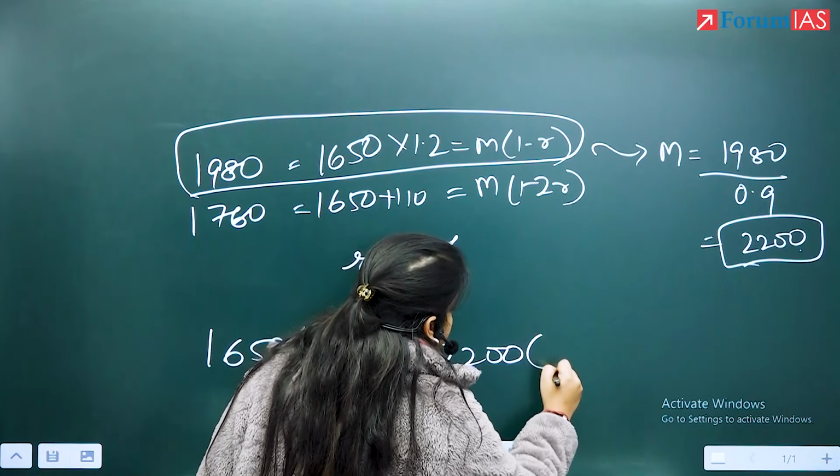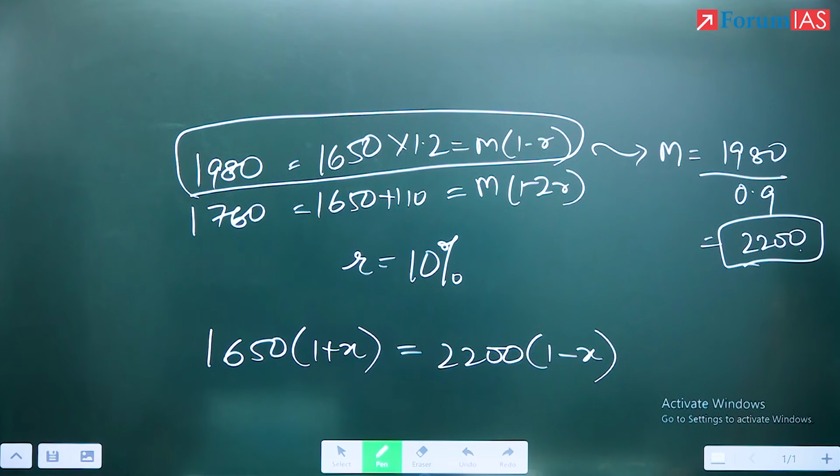M minus D, then D is equal to M into R. So 220. So just solve this for x.